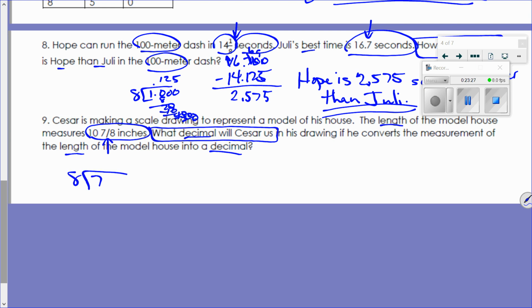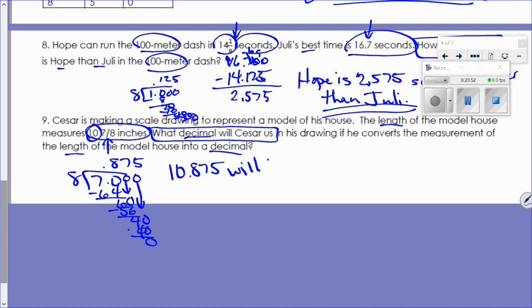7 divided by 8. That's going to give us 8. Subtract 64. Gives us a 6. Still not at 0. So then do 7. 56 gives us a 4. Still not at 0. 40 gives us a 5. Subtract 40. There we hit it. Don't forget to put the whole number back in front of it. So it's 10 and 875 thousandths will be the decimal Caesar uses.